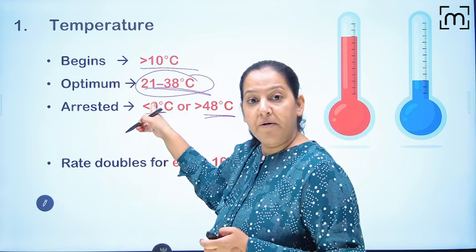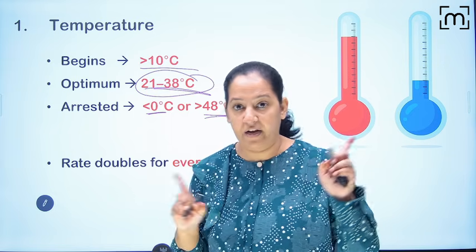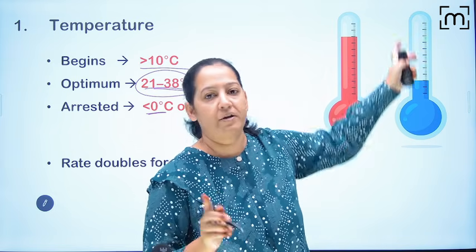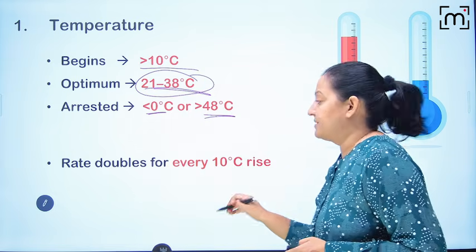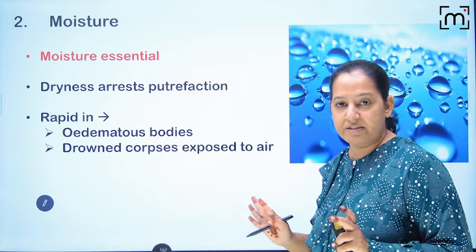So putrefaction is optimum at 21 to 38. Below 0 and above 48, it doesn't occur. The rate doubles with every 10 degree rise. These are the features of temperature.